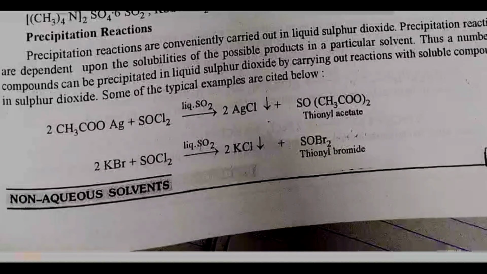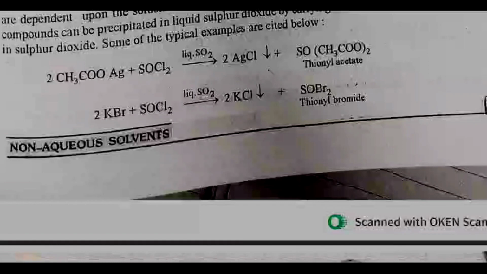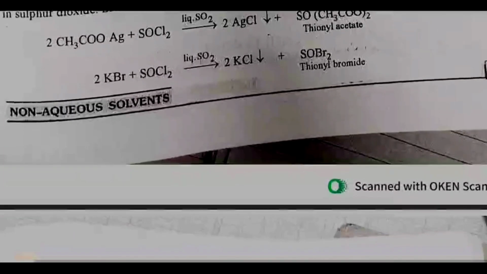Precipitation reactions. Precipitation reactions are conveniently carried out in liquid sulfur dioxide. Precipitation reactions are dependent upon the solubilities of the possible products in a particular solvent. Thus, a number of compounds can be precipitated in liquid sulfur dioxide by carrying out reactions with soluble compounds in sulfur dioxide. Some of the typical examples are cited below. 2CH3COOAg plus SOCl2 in sulfur dioxide is equal to 2AgCl plus SO(CH3COO)2. 2KBr plus SOCl2 in liquid sulfur dioxide is equal to 2KCl plus SOBr2.